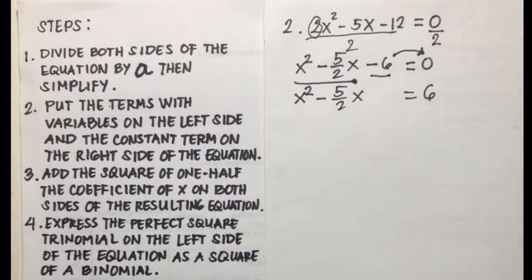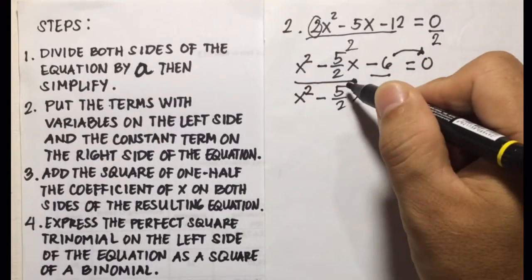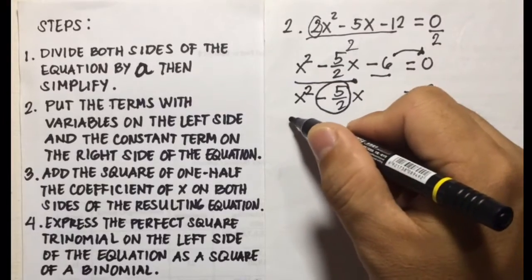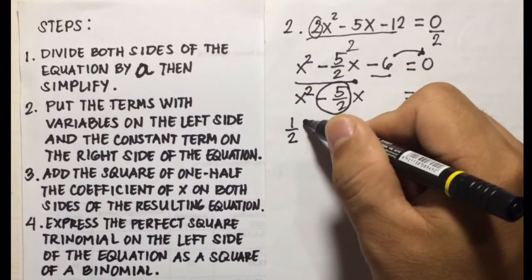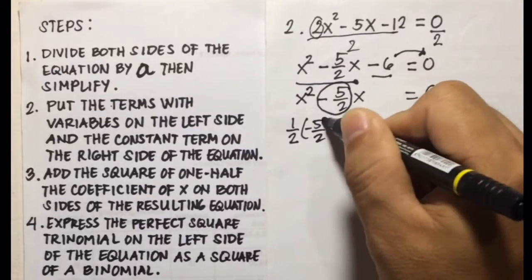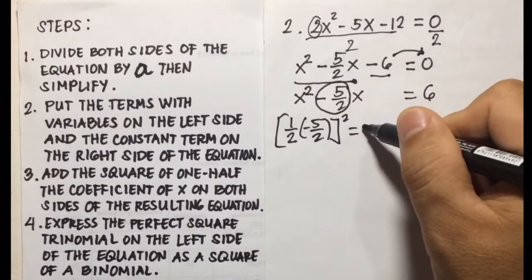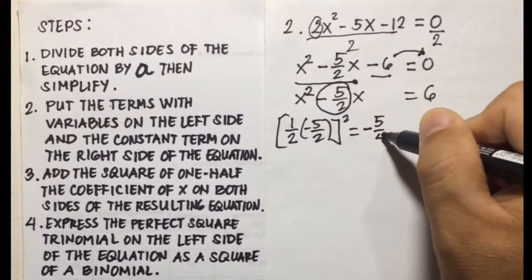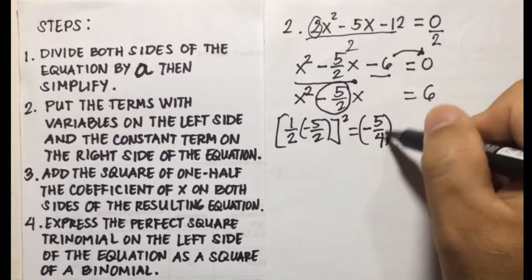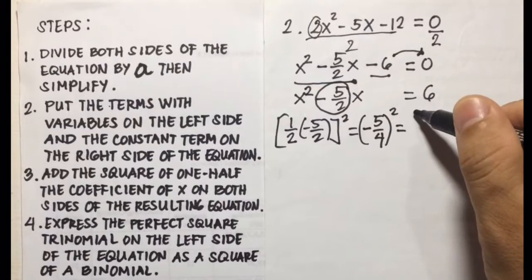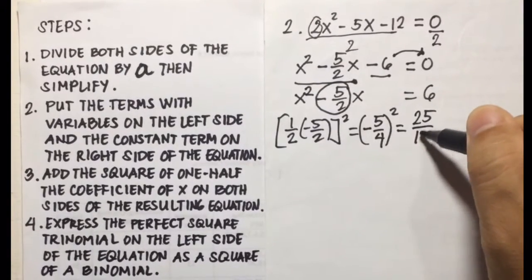Then step number 3, add the square of 1/2 of the coefficient of x on both sides of the resulting equation. So the coefficient of x here is negative 5 over 2. So we're going to add to both sides 1/2 of negative 5 over 2 squared. So 1/2 of negative 5 over 2 will be negative 5 over 4. 2 times 2 is 4. Then squared. The negative 5 over 4 squared is 25 over 16.